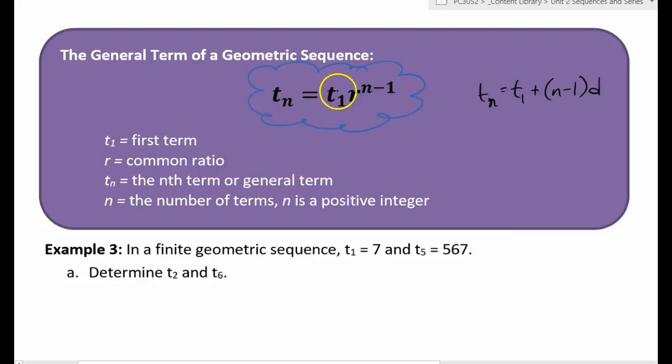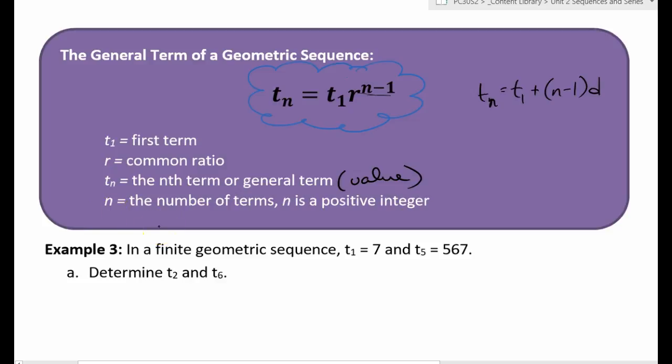So adding, now we are multiplying, and we're still doing that n minus 1 piece because, again, we don't actually have to multiply by a value in order to get term 1. Term 1 just needs to be itself. Okay, so T1 is your first term, R is your common ratio, that number you're multiplying by. Tn is the nth term, and specifically it's going to be your value.